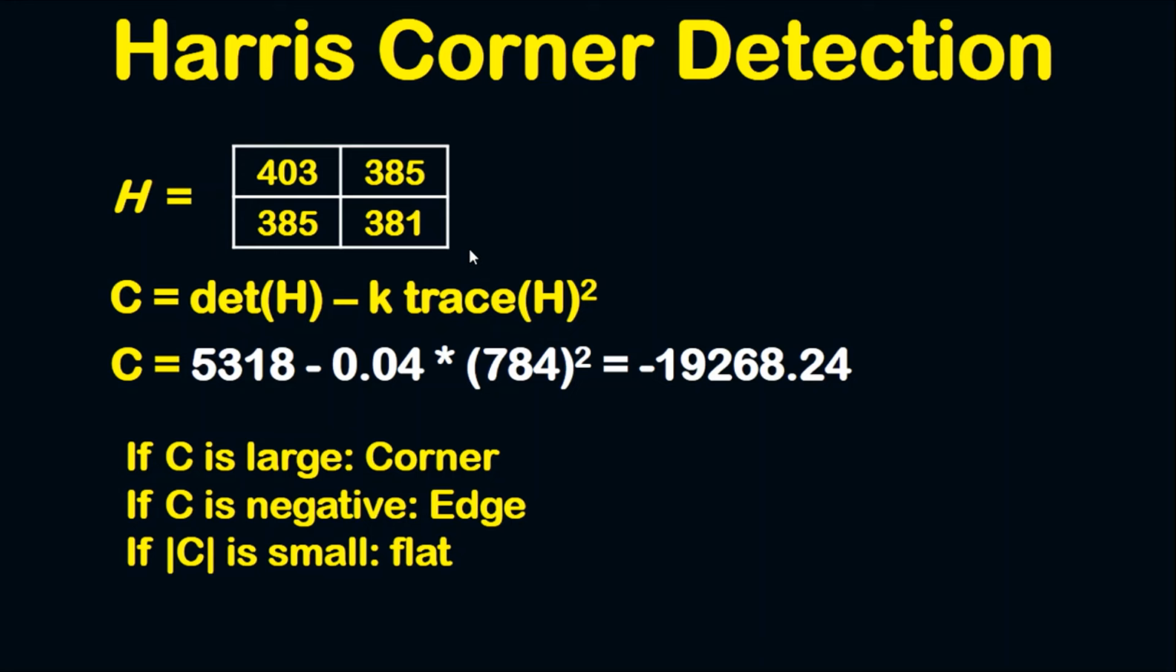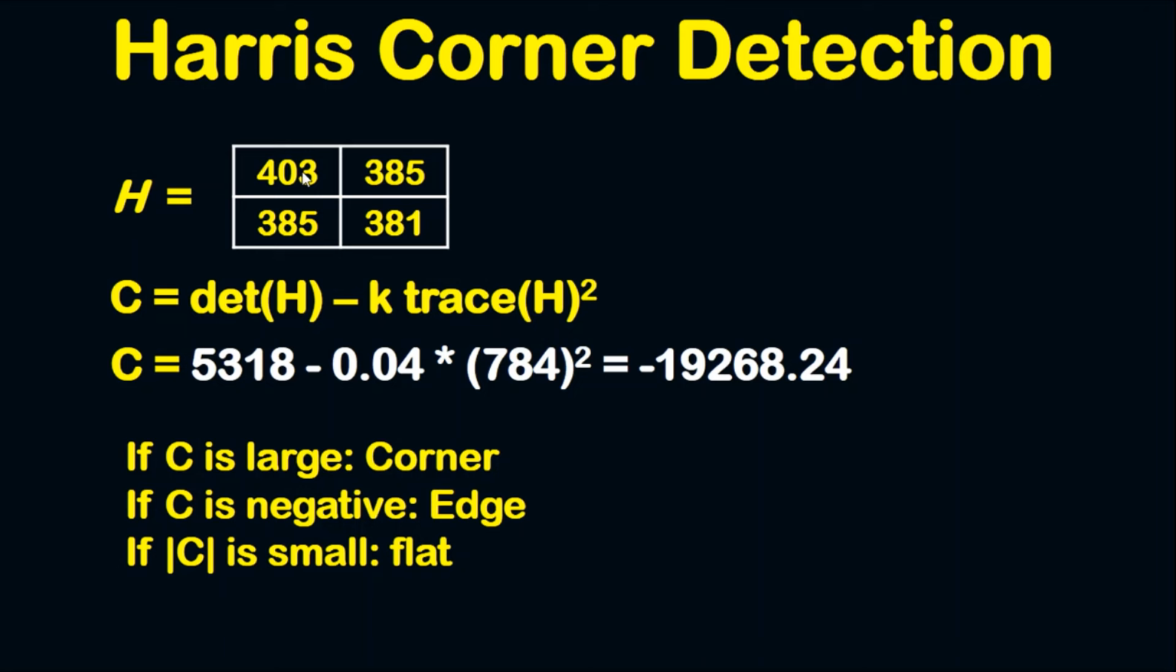Now after getting the Harris matrix like this, now we can determine if the region is a corner, edge, or a flat. To do this, we will get the Harris corner score. This will be equal to the determinant of H, which is the matrix. And to get the determinant of a 2 by 2 matrix like this, simply we will multiply these two numbers together minus these two numbers multiply by each other, and this will be the result. Minus k, which is a constant, the value of this k in this case will be equal to 0.04, like this. Multiply by the trace of H power 2. And to get the trace of a matrix, simply add the values on the diagonal.